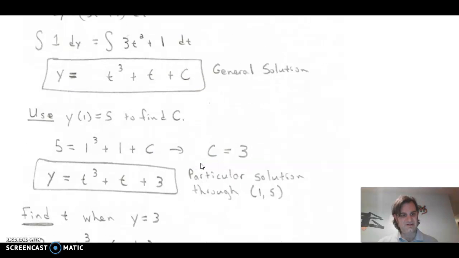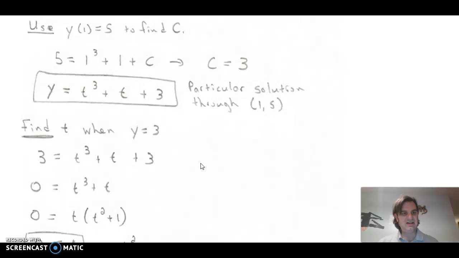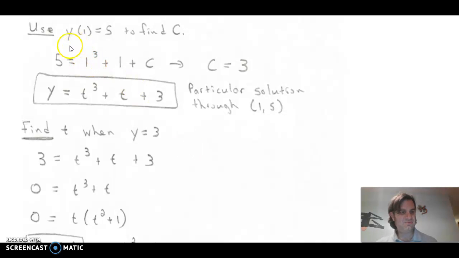So now we're going to figure out what c is using that condition, y of 1 equals 5. That means t is 1, y is 5. So we plug those in, we get that c is 3. So our particular solution is y of t equals t cubed plus t plus 3.